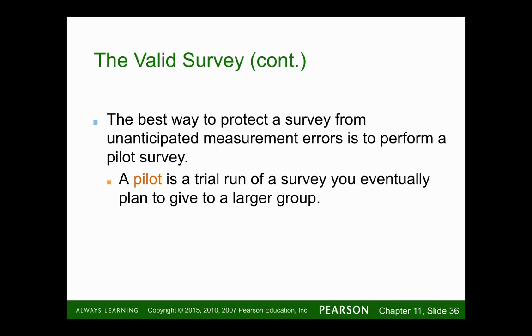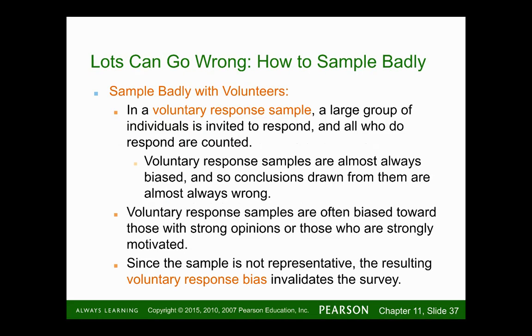The best way to protect the survey from unanticipated measurement errors is to perform a pilot survey. So you do a survey of a survey, right? The pilot is a trial run of the survey you eventually plan to give to a larger group. You could start with free response, see what some of the responses are, and then narrow it down, and so forth, including who you're going to sample.